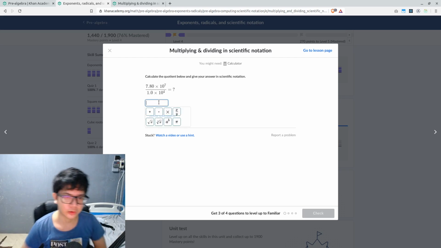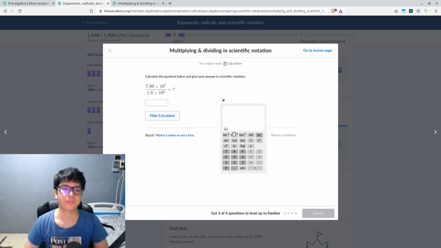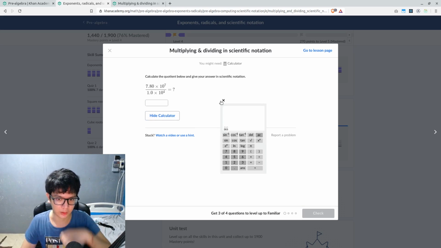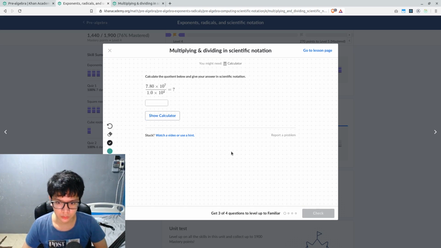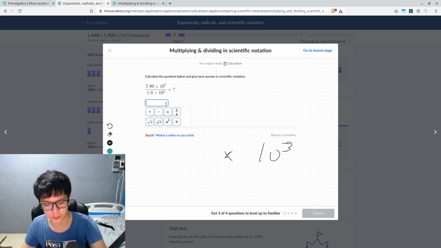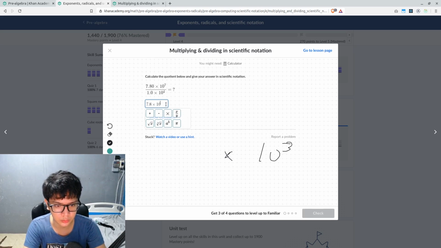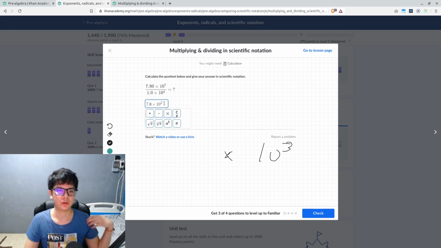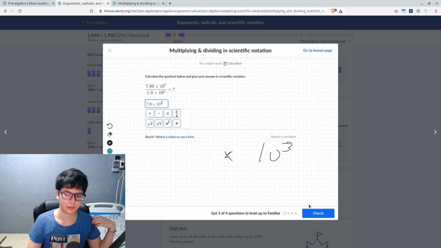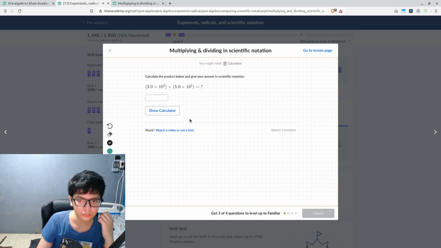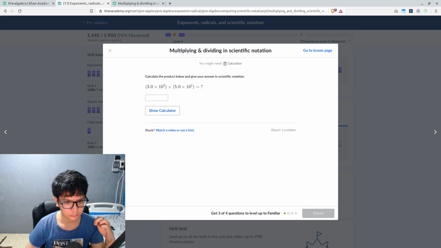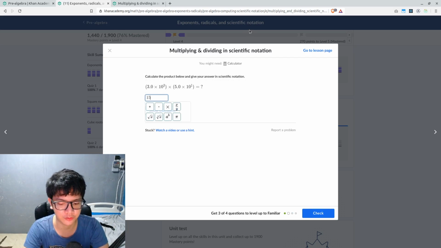Calculate the quotient below and give your answer in scientific notation. Need a calculator. Okay, cool. So it's going to be 10 to the third power. Let's see, it's still 7.8. The third power, so this just stays the same, right? It's going to be 15 times 10 to the 4th.